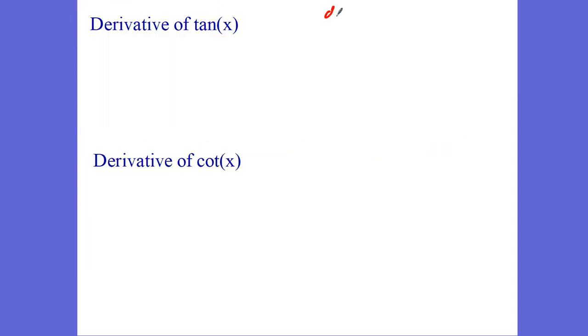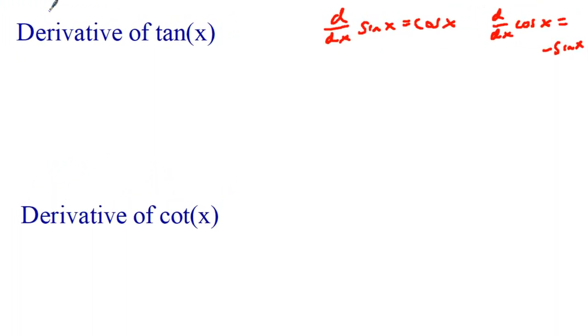We've been taught that the derivative of sine of x is equal to cosine of x, and that the derivative of cosine of x is equal to negative sine of x. These are two things that we want to keep in our back pocket because we know these derivatives. So what's the derivative of something like tangent of x? Well, we're going to take the derivative of sine of x over cosine of x, which is tangent.